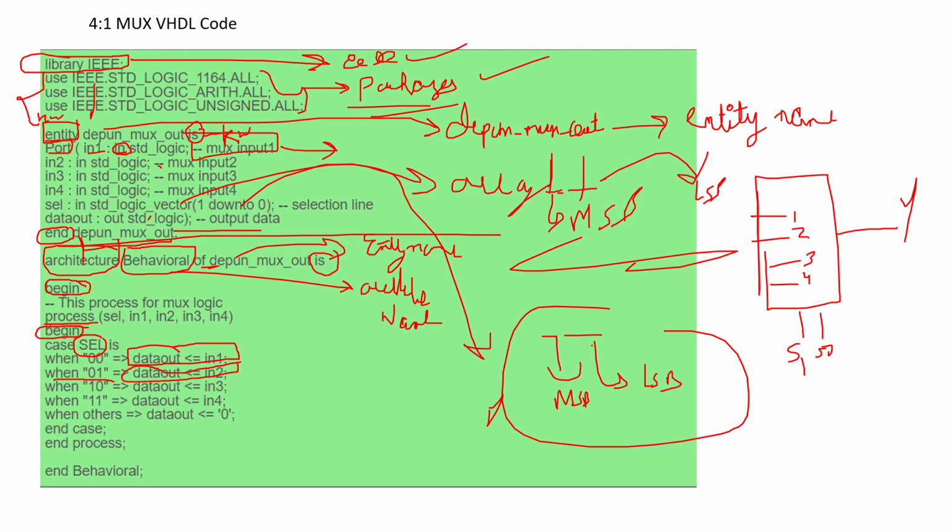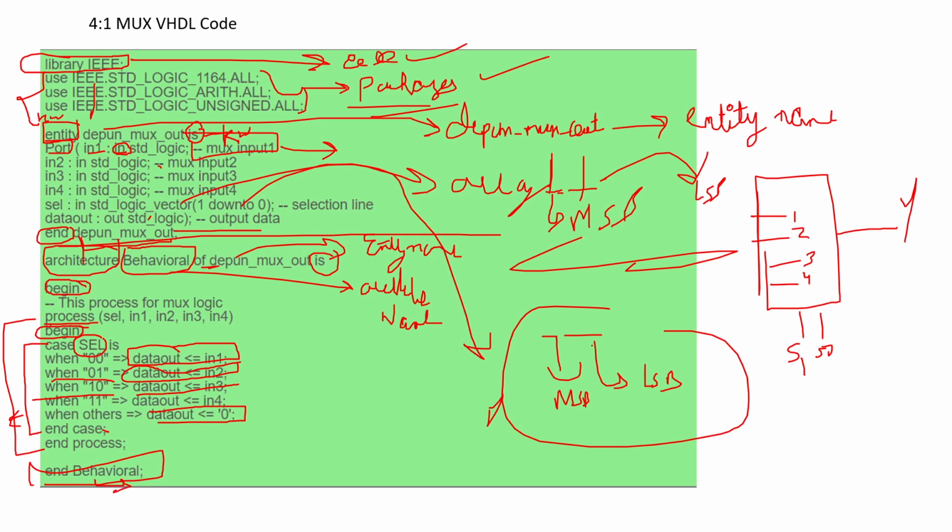When select is 10, data output will get assigned input 3, and when it's 11, data output gets assigned input 4. And when it's any other condition, data output gets assigned 0. Then it's the end case, so this case needs to be terminated by this end statement, and then it's the end process. And finally, we are ending the architecture by end and the architecture name.